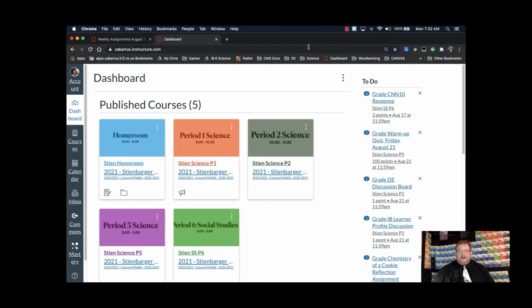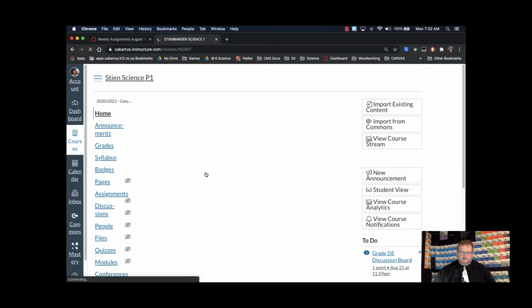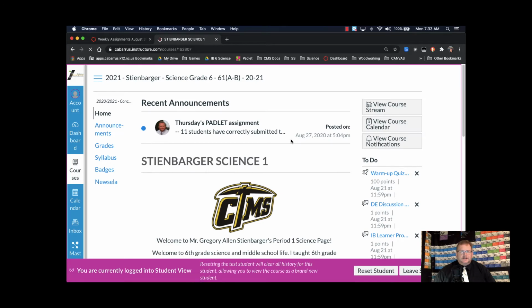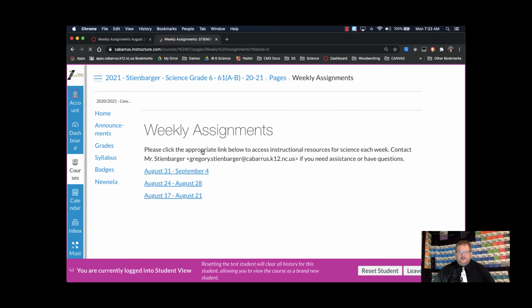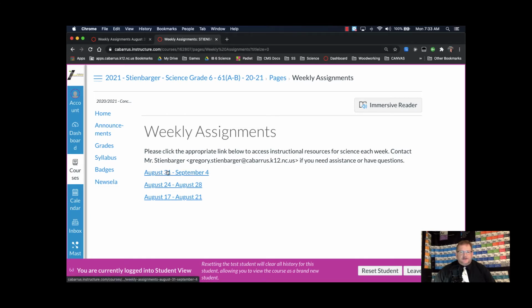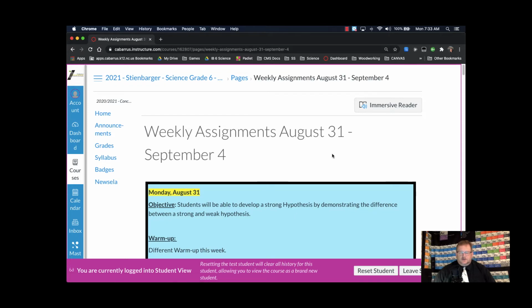For science class today, you want to make sure you go to Canvas and click on your science class. Once you are in your science class, you're going to scroll down to the weekly assignments and click on weekly assignments. This week's assignments, August 31st to September 4th. That takes you to the weekly page for this week's work.